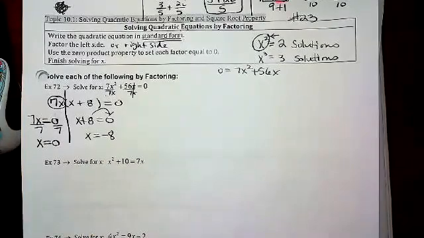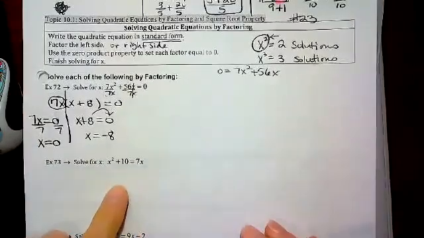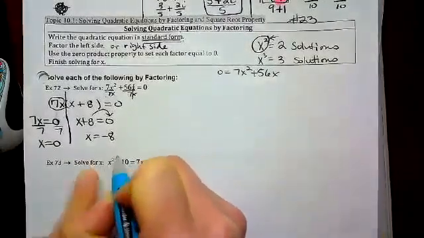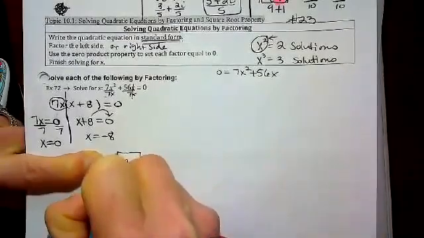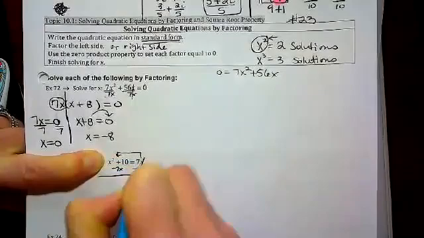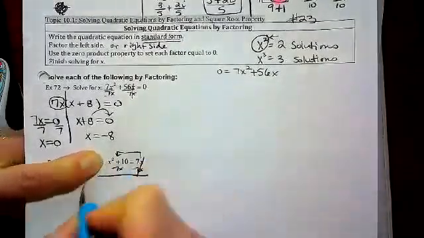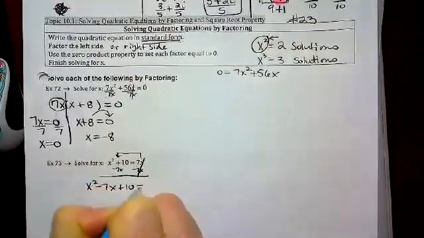Okay, so example 73 here is one where it's not in the right form to start with. Sometimes you have to rearrange terms to get everything on the same side. Since my x squared term's already on the left and positive, I'm going to move this term over here. And we want to put it in descending order. So when I move it over and write it in descending order, I would have x squared minus 7x plus 10 equals 0.